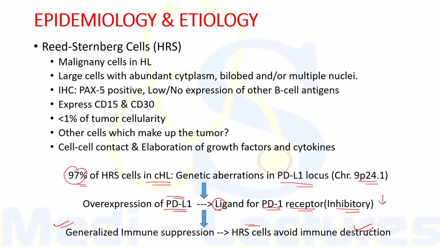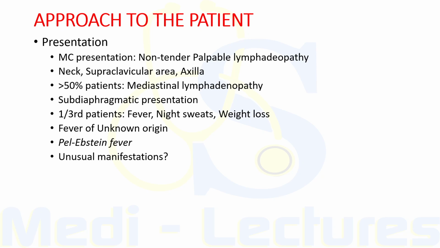Now let's come on to the approach to the patient. So what is the most common presentation? The most common symptom or sign by which the patient presents is non-tender palpable lymphadenopathy. In most patients, these lymph nodes are in the neck, supraclavicular area or axillary region. Now more than 50% of the patients will have mediastinal lymphadenopathy at the time of diagnosis, and this is sometimes the initial manifestation.